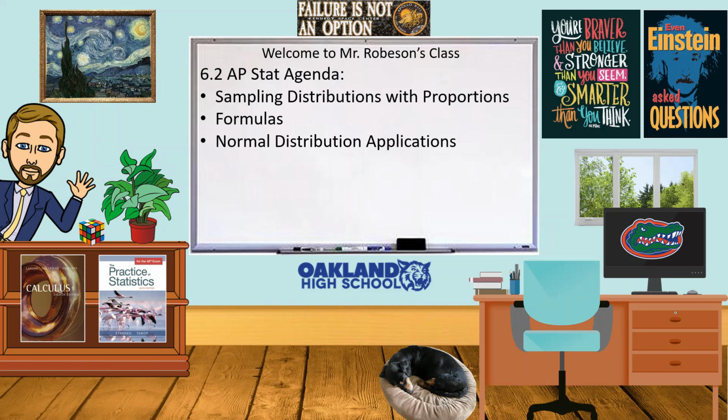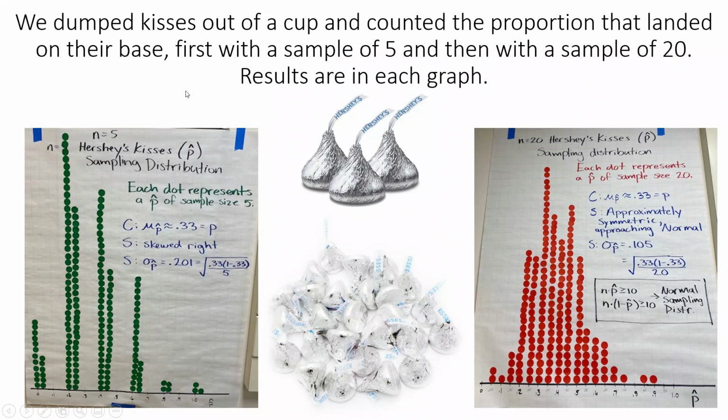Hi folks, welcome back. This is 6.2, the second section in sampling distributions. We're going to look at sampling distributions for proportions, the formulas that go with that, and the applications of it with normal curves and things like that. At this point in the year, we usually do another experiment in class.